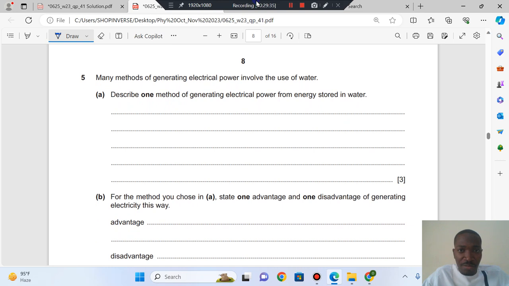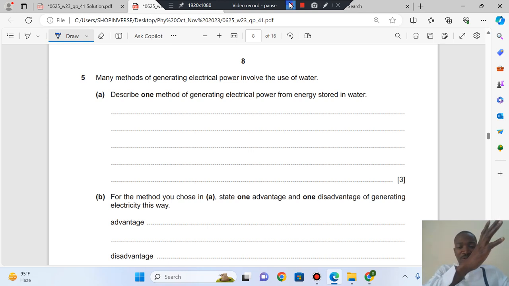Question number 5. Many methods of generating electrical power involve the use of water. Describe one method of generating electrical power from energy stored in water. That is hydro energy. You must have heard of hydroelectric energy. How to generate electrical energy from water that is stored in a dam.